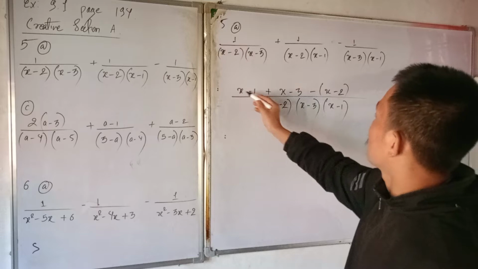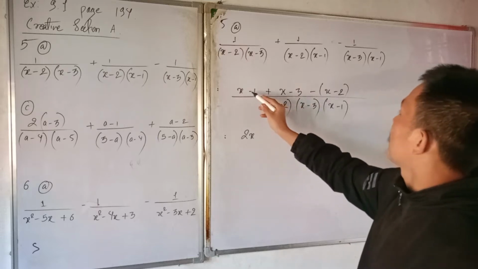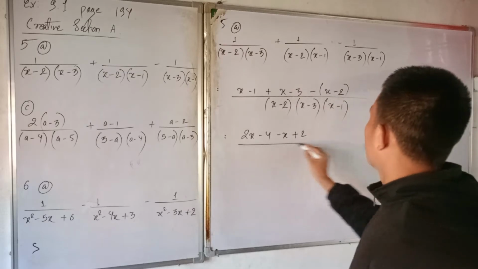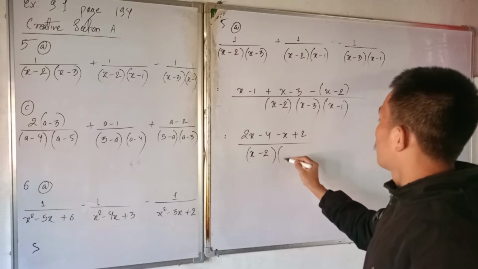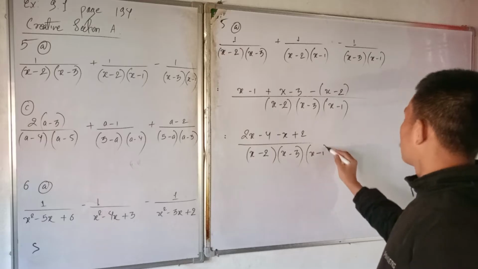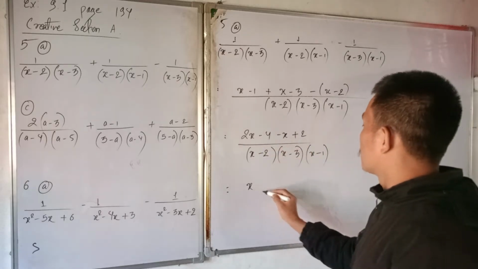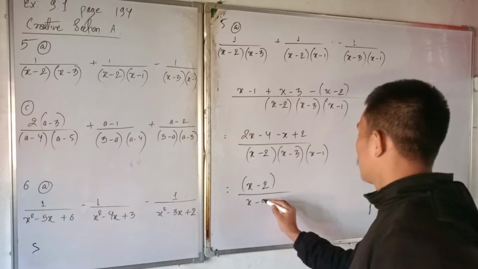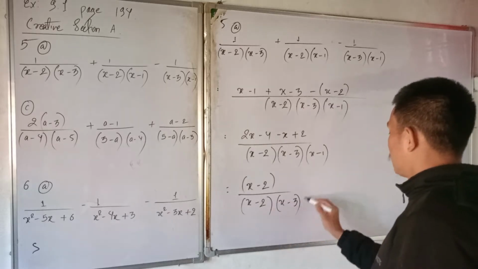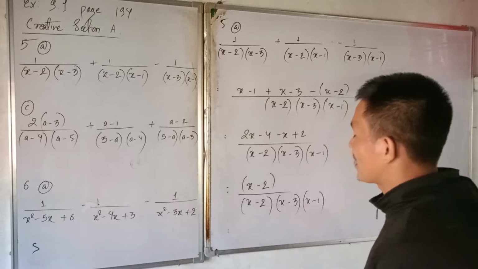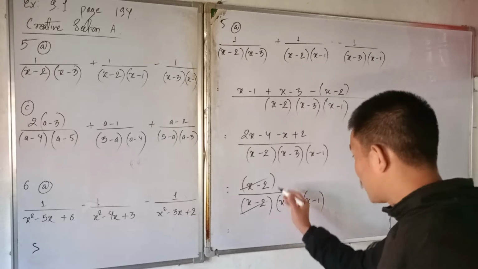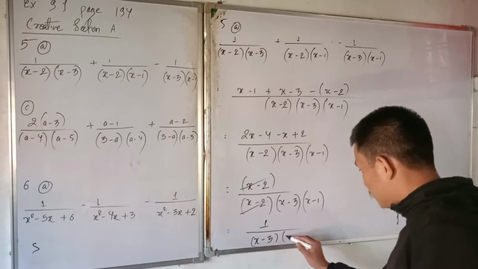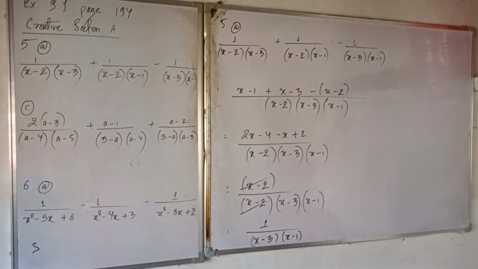Now x plus x, twice x, minus 1, minus 3, that's minus 4, then I open the bracket: minus x plus 2, divided by x minus 2, x minus 3, and x minus 1. 2x minus x becomes x, and minus 4 plus 2 becomes minus 2. So x minus 2 over x minus 2, x minus 3, x minus 1. See whether some terms can be cancelled. This one we can cancel. Nothing in the numerator means there is still 1. The remaining is x minus 3 and x minus 1, and this is the answer.